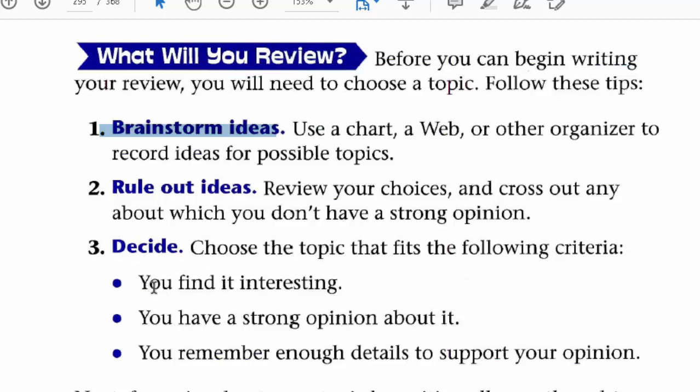Number 1, you find it interesting and you have a strong opinion about it. Number 2, you remember enough details to support your opinion. So if one of them is interesting and you have a strong opinion about it, and also you have enough details to support your opinion about it, select it. Then you have your topic ready.